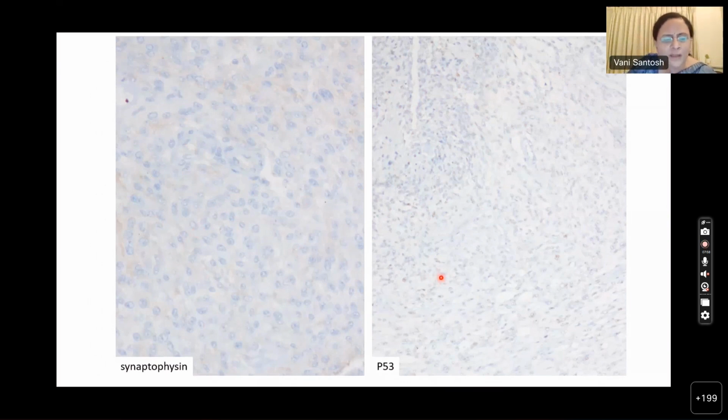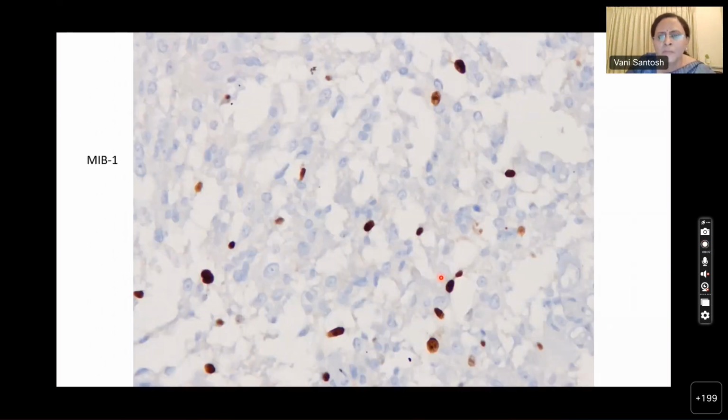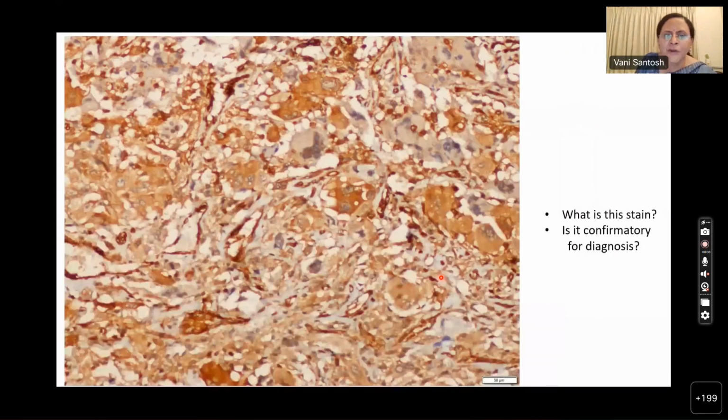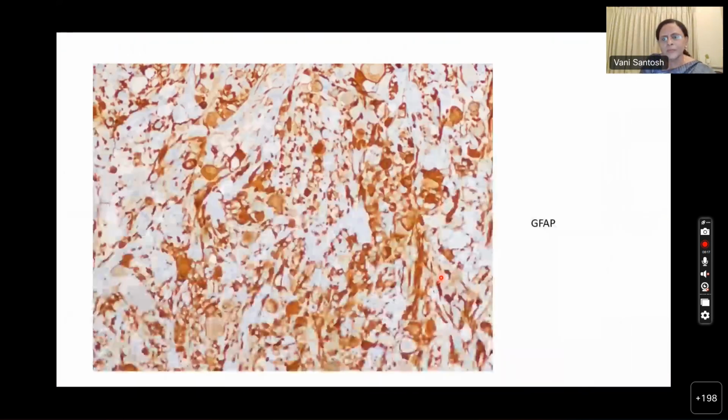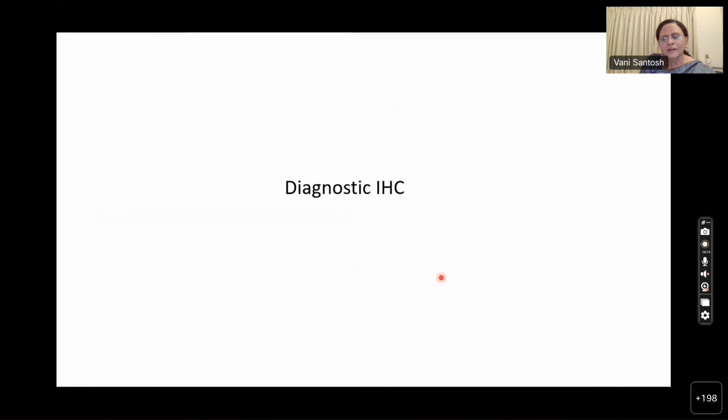P53 is negative, so we have ruled out giant cell glioblastoma. All those things we have ruled out. I have shown an area which is slightly higher, but the MIB labeling was very low in this case. It was less than 5%. Then I have done this particular stain. Any one of you can tell me what the stain is. What did you diagnose with all this? BRAF V600E.